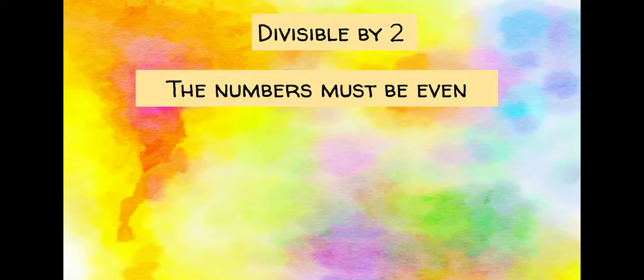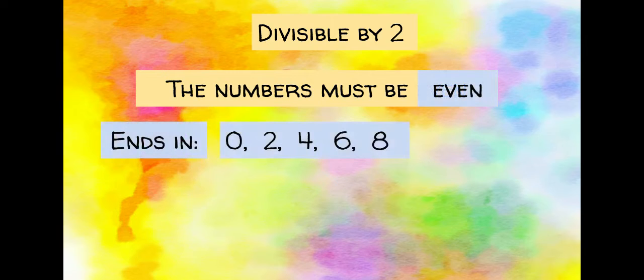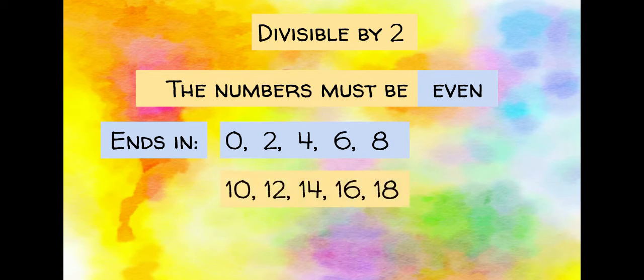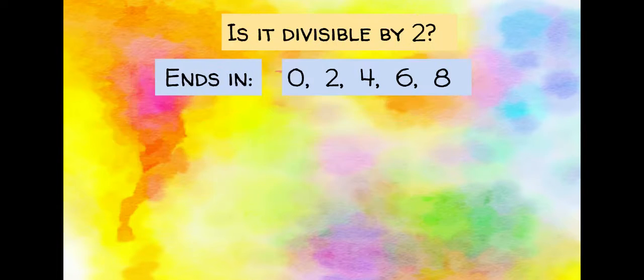So let's see if something is divisible by 2. The numbers must be even. So to be even, you need to end in 0, 2, 4, 6, or 8. 10 ends in 0, 12 ends in 2, 14 ends in 4, 16 ends in 6, and 18 ends in 8.